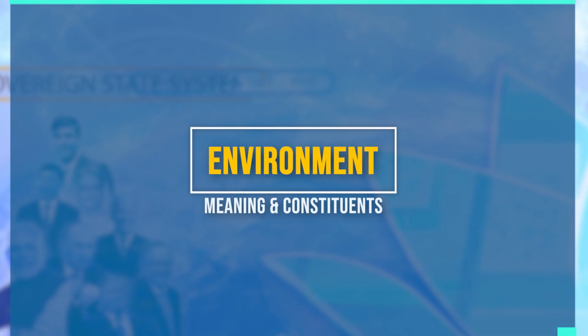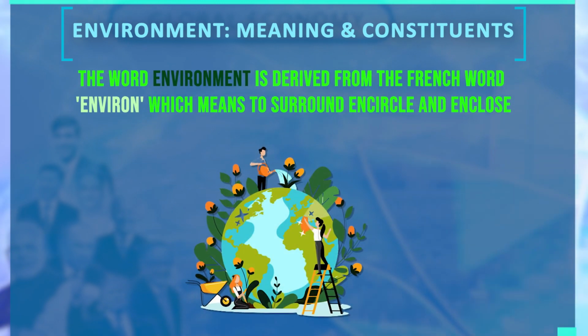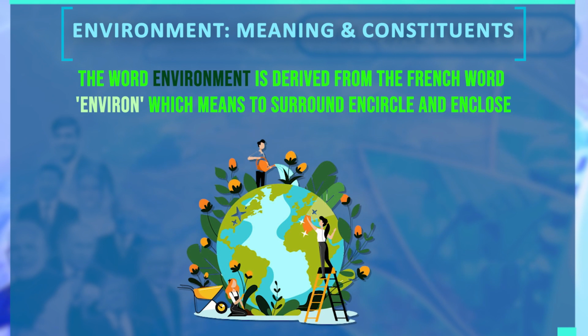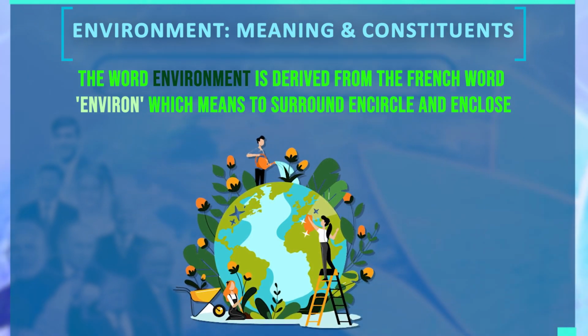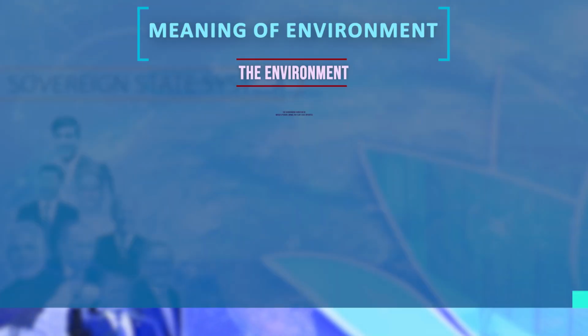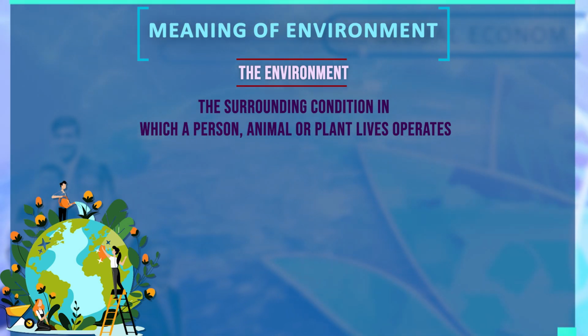Global environment, definition, importance and evolution of its concept. Meanings of environment. The word environment is derived from the French word environ, which means to surround, encircle and enclose. Environment is the surroundings or conditions in which a person, animal or plant lives or operates.